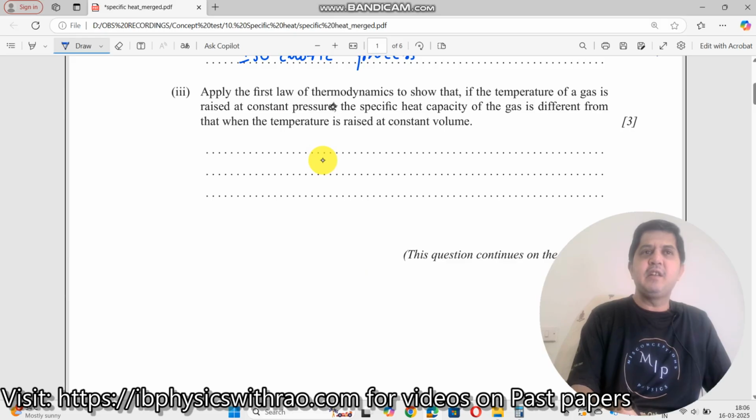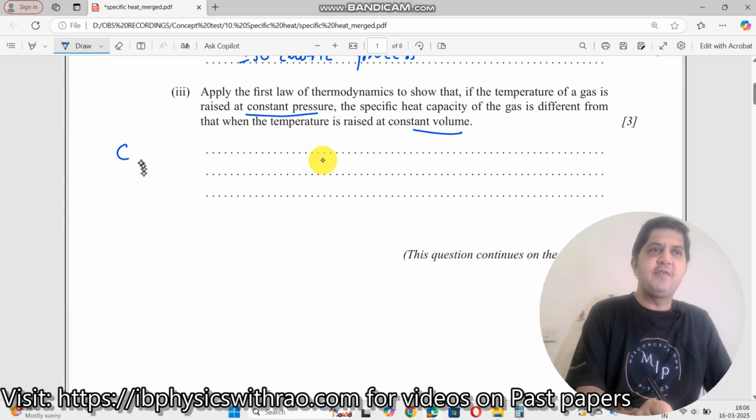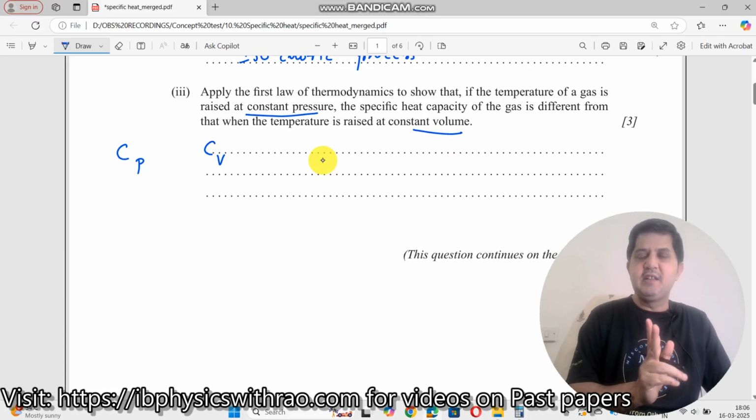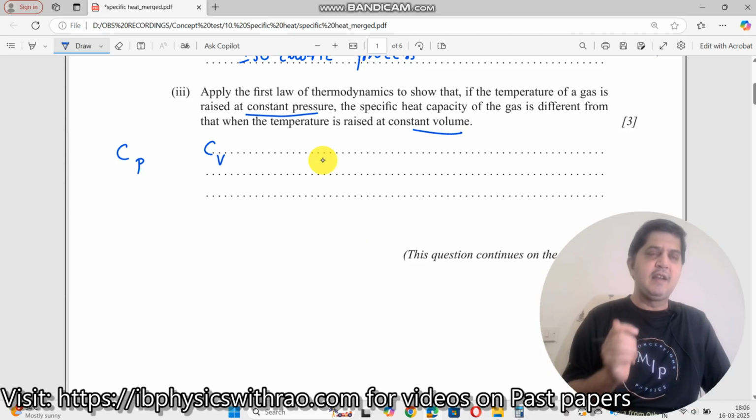Apply the first law of thermodynamics to show that if the temperature of the gas is raised at constant pressure, the specific heat capacity of the gas is different from that raised at constant volume. It means that specific heat is different at constant pressure and at constant volume for a given gas. There are two different types of specific heats, one at constant pressure, the other at constant volume, and we need to show that two different specific heats exist.